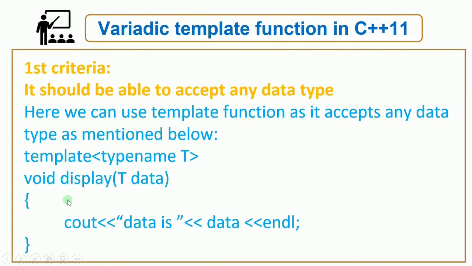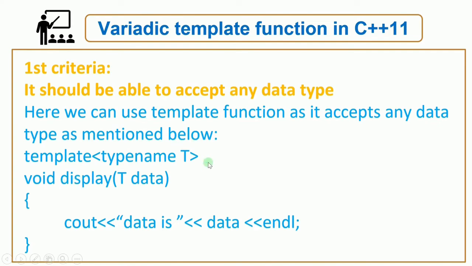So in case of the template function, as we know, it can accept any data type. Here we are having only capital T. So this capital T can accept any data type. It can accept integer, character, double, float, any data type. So that first criteria of a variadic template function is satisfied, that it can accept any data type.